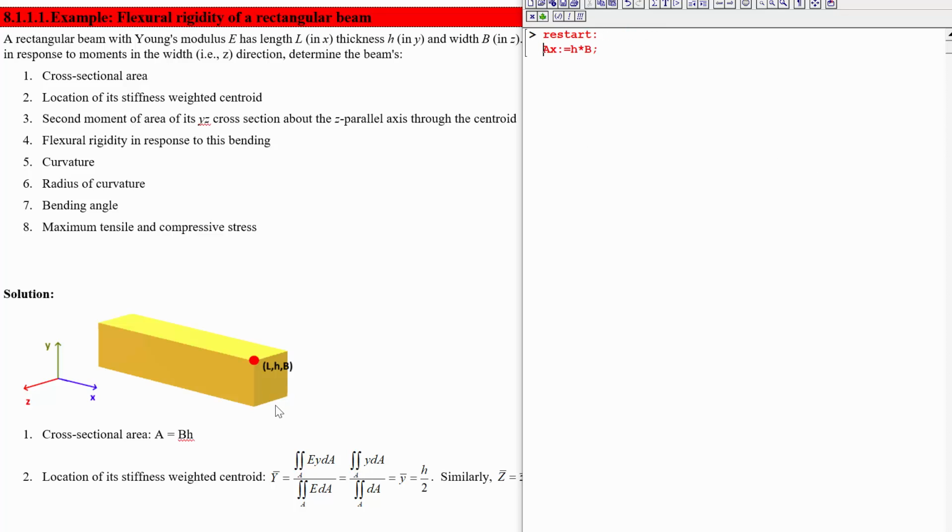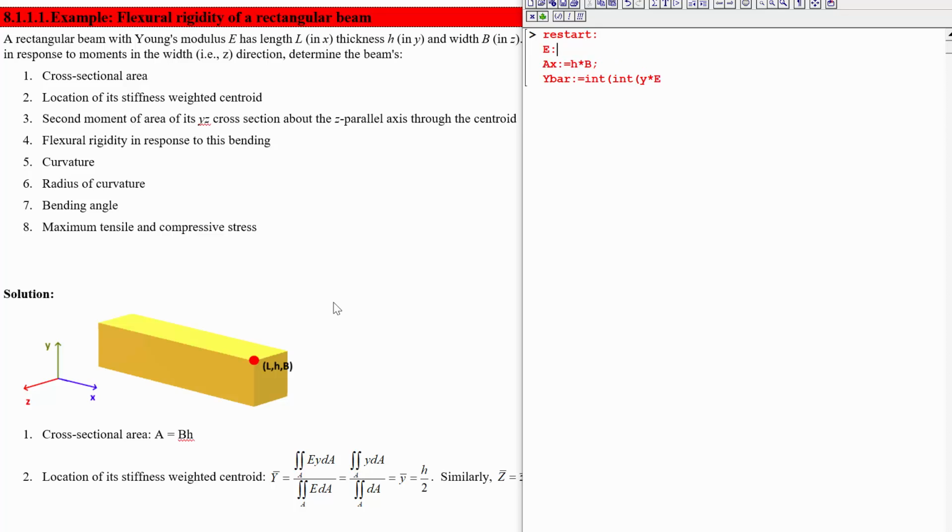It's the length in Z, B, times the length in Y, H. The location of the stiffness-weighted centroid of this surface would be Y bar, equal to the integral. We're going to integrate over this whole surface, with respect to area, so there'll be two integrals, of what? The y coordinate times E.